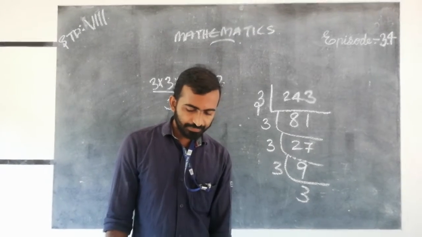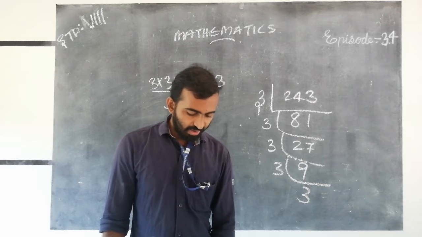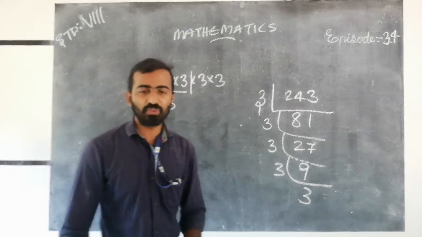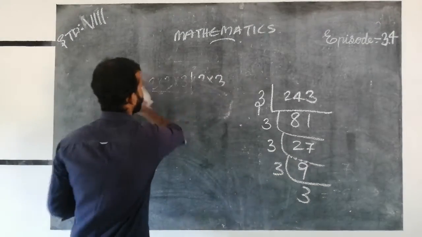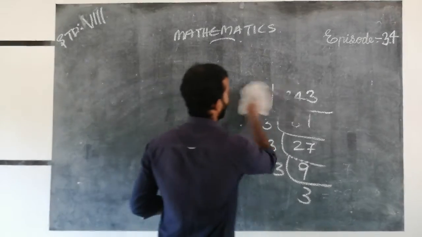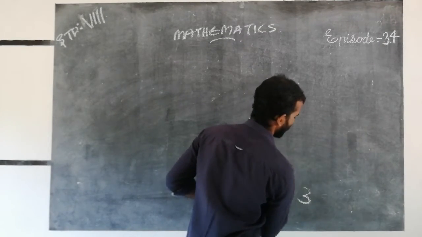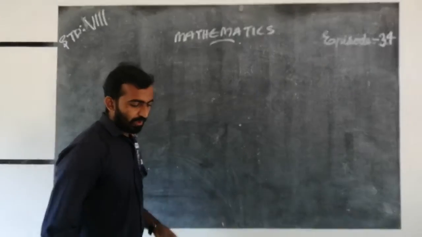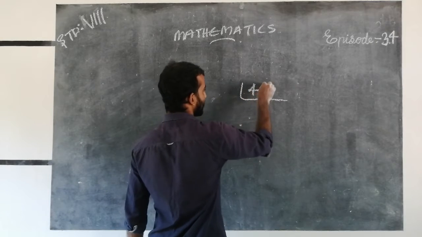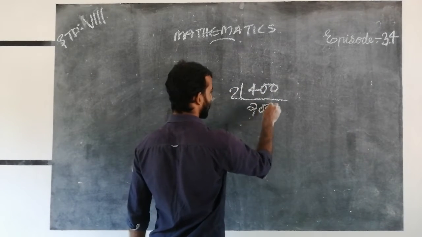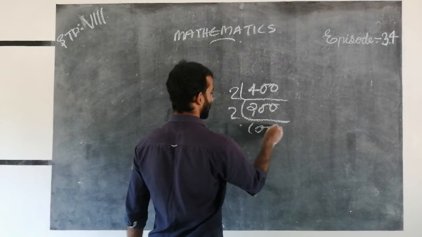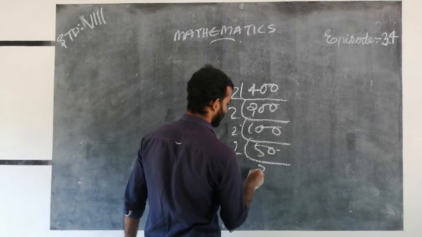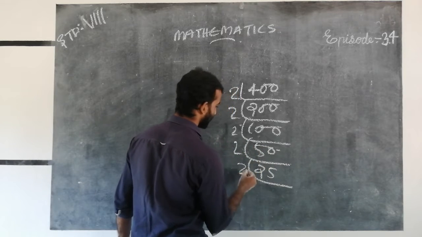And next is for our try this: which of the following are perfect cubes? First one is 400, 2, 200, 2, 500, 2, 25 and 2.